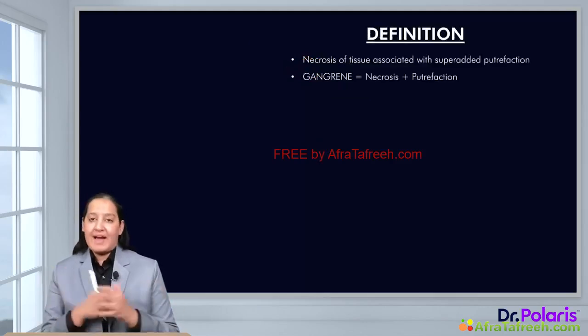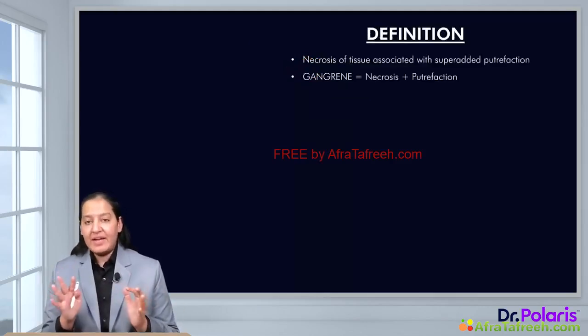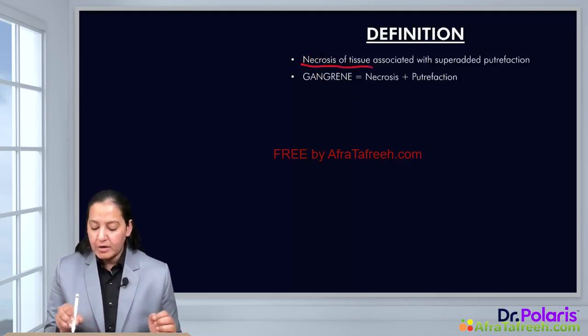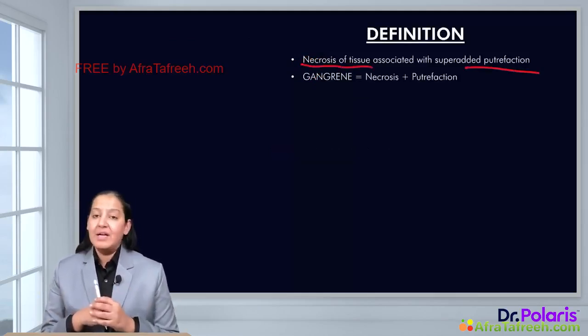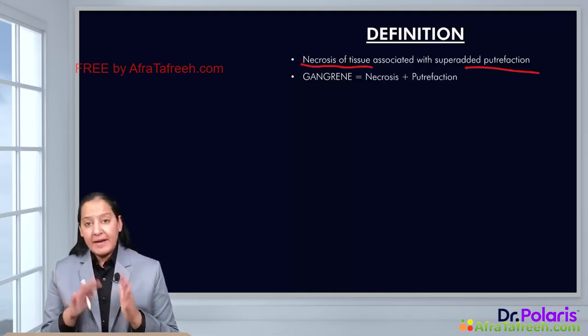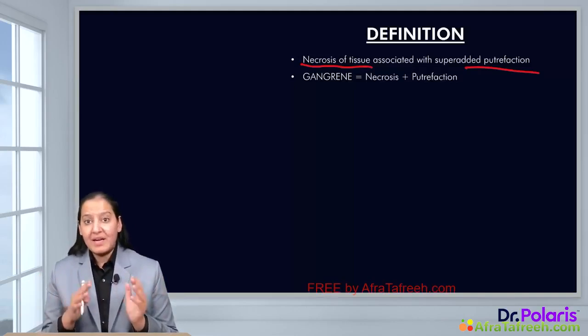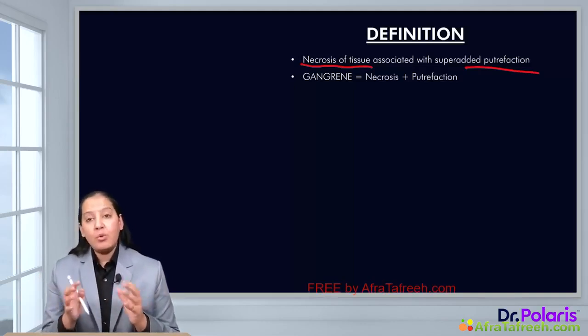So what is gangrene? In gangrene, the necrotic tissue undergoes putrefaction. Necrotic is the dead tissue. In dead tissue, bacteria are attracted. After coming into the dead tissue, the bacteria putrefy the tissue. So the dead putrefied tissue is known as gangrene.